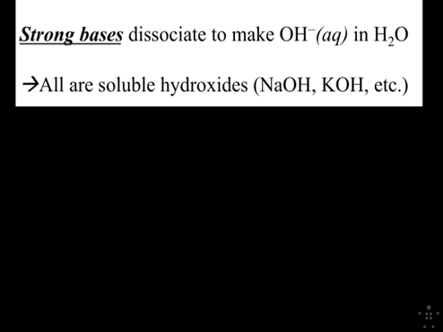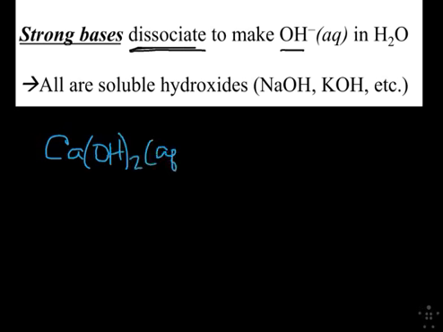So we've talked extensively about acids. Let's take a minute and talk about bases. Strong bases are the ones that are going to dissociate to make hydroxide ions in H2O. So let's start talking about strong bases. So we've looked at calcium hydroxide, so Ca(OH)2.